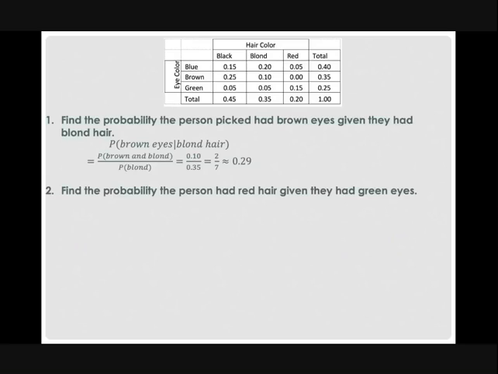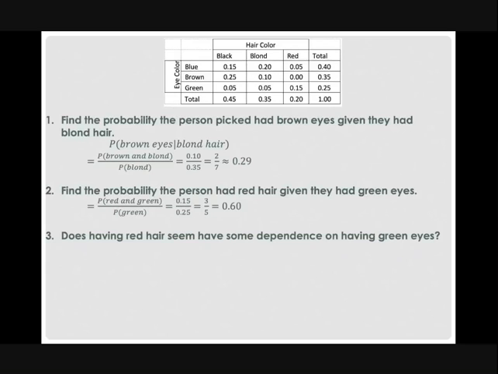Now, the probability that the person has red hair, given that they have green eyes. So let's look at the person has red hair, given that they have green eyes. That's 0.15. And let's compare that to the overall population that has green eyes. And that's 0.25. And so that's approximately 60%.